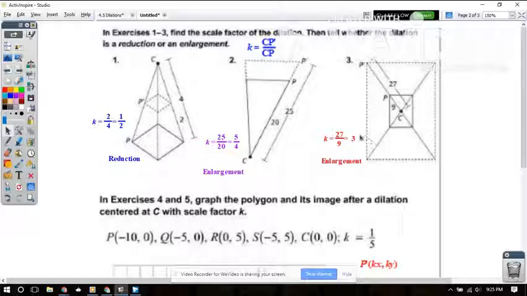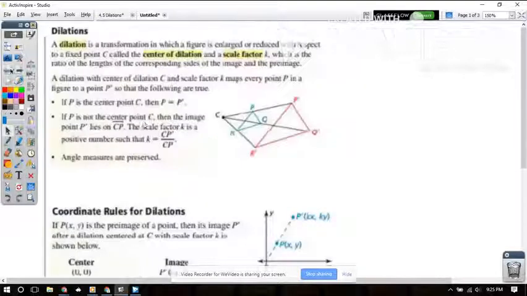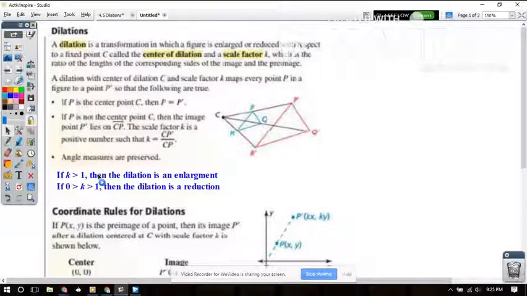Now, if you'll notice, for enlargements we had a scale factor of 3 and a scale factor of 5/4. For the reduction, we had a scale factor of 1/2. The way this works, just a rule of thumb: if your scale factor is less than 1, you'll have a reduction. If it is greater than 1, it will be an enlargement. And this K does need to be greater than 0, because interesting things happen if K is negative.